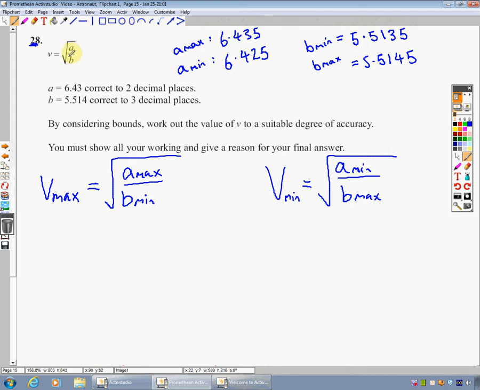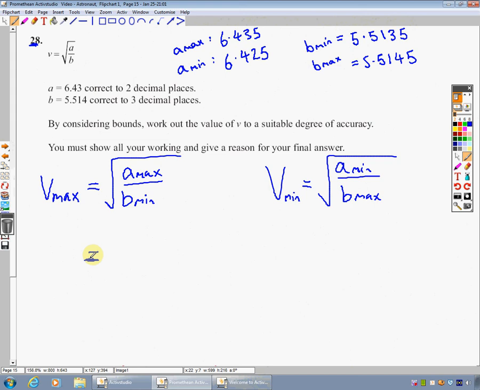So my Vmax and V minimum, what you just need to do is plug in my values and calculate them. If I was you, I'd try to keep it all in one line in your calculator. I know what I'm going to be doing with this: I'm going to be finding an average. So I want to do my Vmax plus my V minimum, divided by 2.